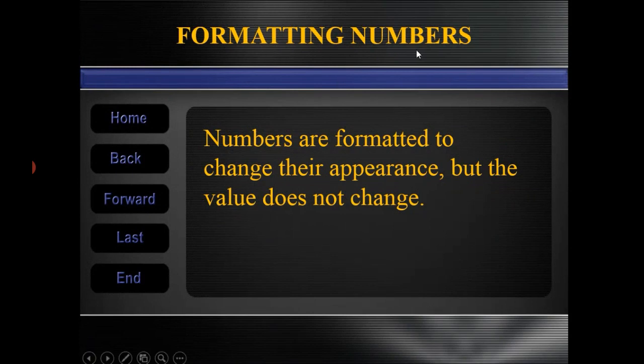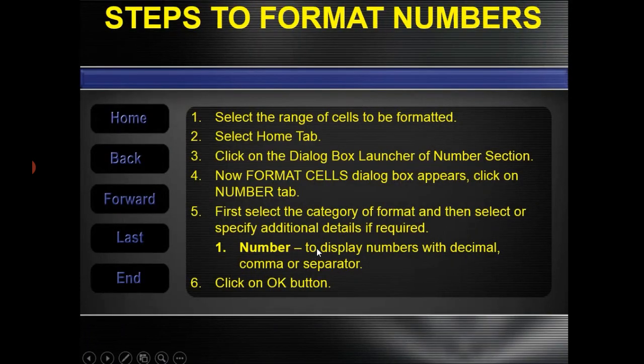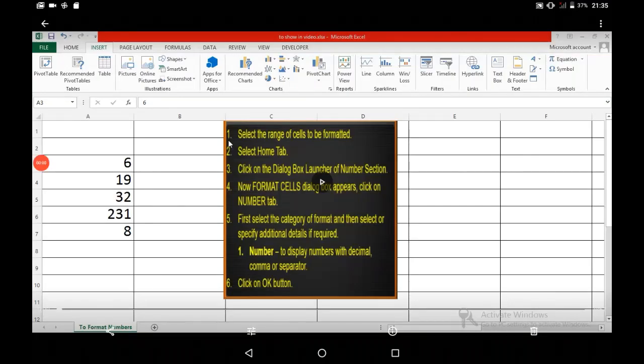We can format numbers, date, time and text. But this week we are studying formatting numbers. These are the steps to format numbers. We can display numbers with decimal, comma or separator. Here we are demonstrating the steps to format numbers in an Excel worksheet.